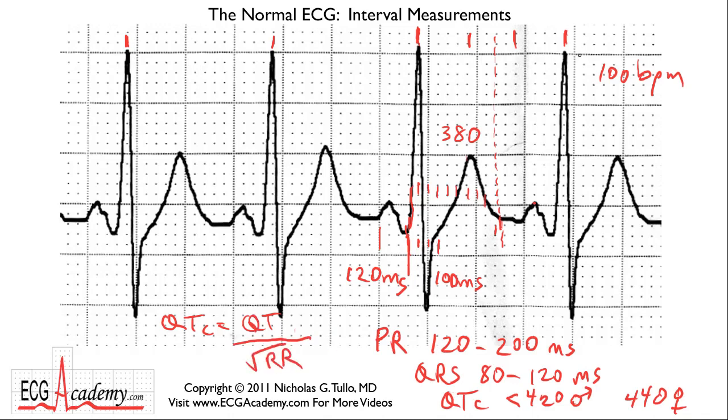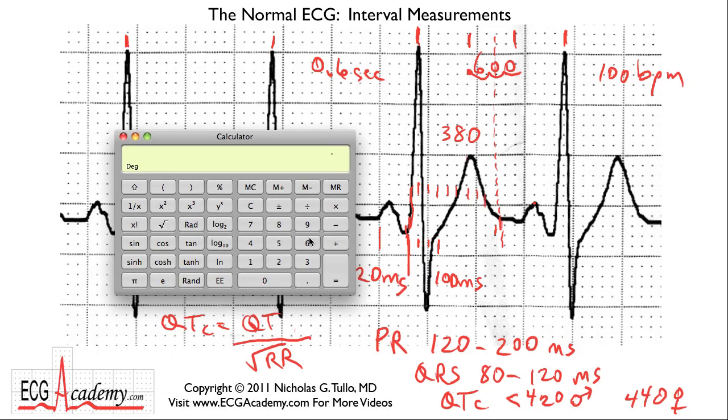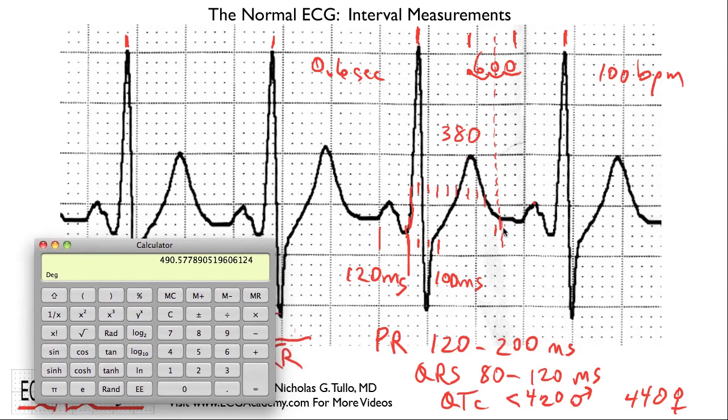So if the R to R interval is 600 here, because it's three heavy boxes, that's how many seconds? 0.6 seconds. That's 600 milliseconds. If this is 600, you bring the decimal point back to the left 3 spaces, 1, 2, 3, and you get 0.6. So let's bring our calculator in here. We'll say 0.6, the square root of that. 1 over the square root is 1.29, and multiply that times the QT that we measured, which was 380, and we get 490. So lo and behold, this QTC is a little bit on the long side.